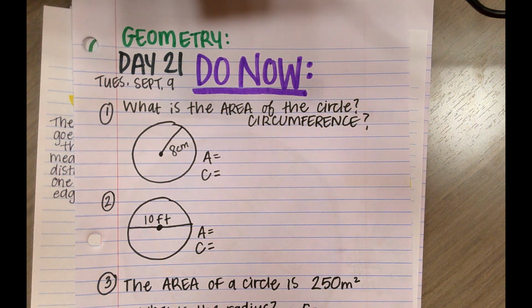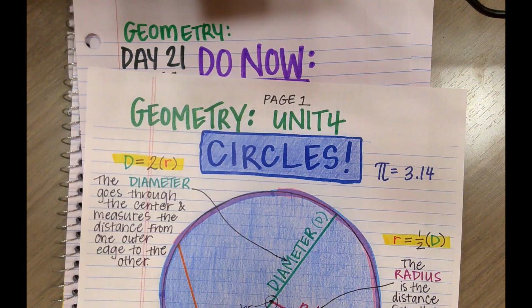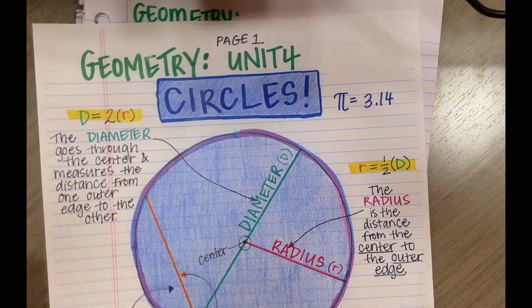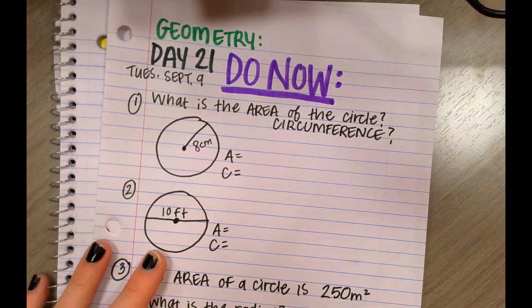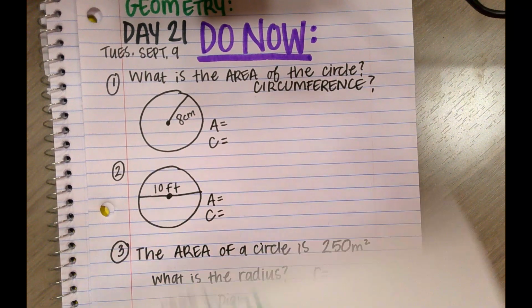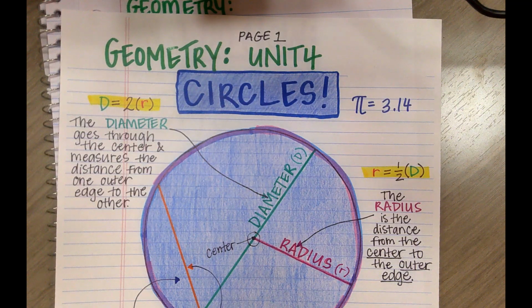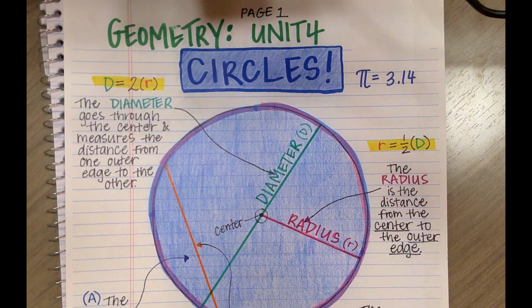We are on day 21 of geometry now, and today we're starting unit 4 about circles. So I gave you 2 handouts today. One of them looks like this, and the other one was a do now activity. So before we do the do now, we'll just look through this handout and make sure that we understand all the bits and pieces since you didn't write them, but they are here.